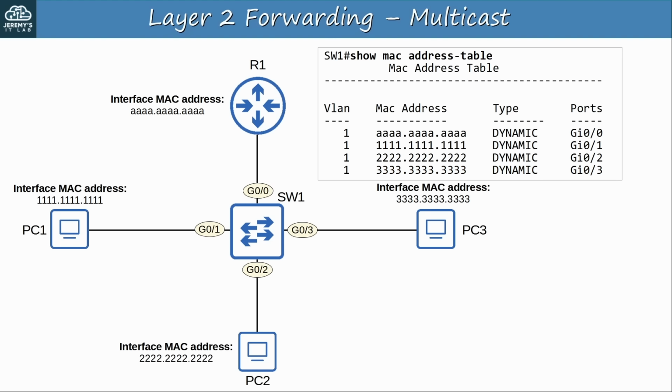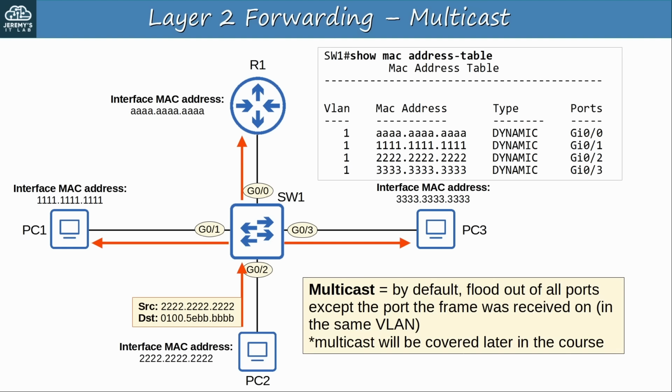Finally, let's look at what a switch does with a multicast frame. Remember, unicast means one-to-one, broadcast means one-to-all, and multicast means one-to-many, but not necessarily all. So what will a switch do with a frame destined for a multicast MAC address like this? By default, Layer 2 multicast messages will be flooded like a broadcast message. You probably have a lot of questions about multicast, but we will cover it in another section of the course, so let's leave it at that for now. Just know that switches flood multicast frames by default.